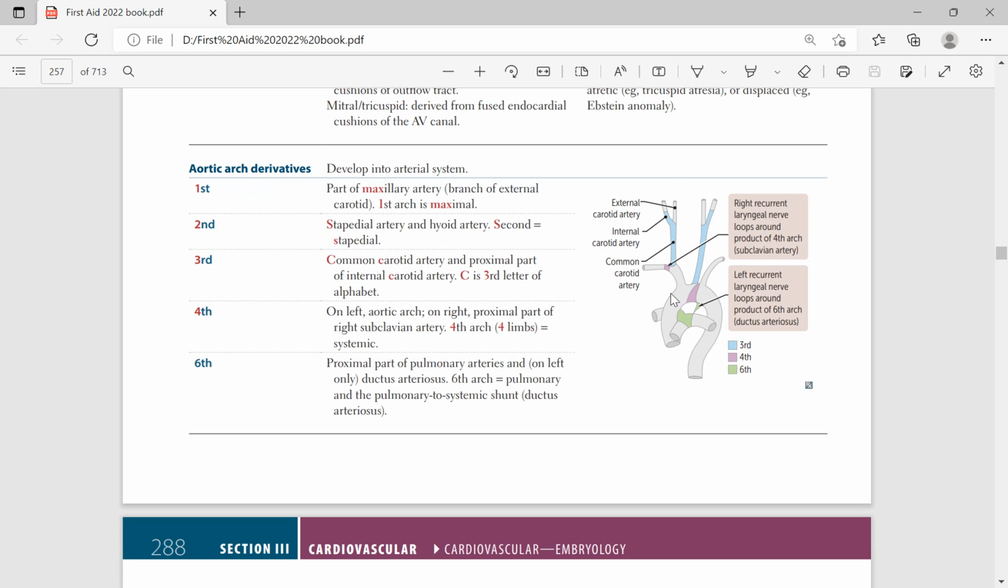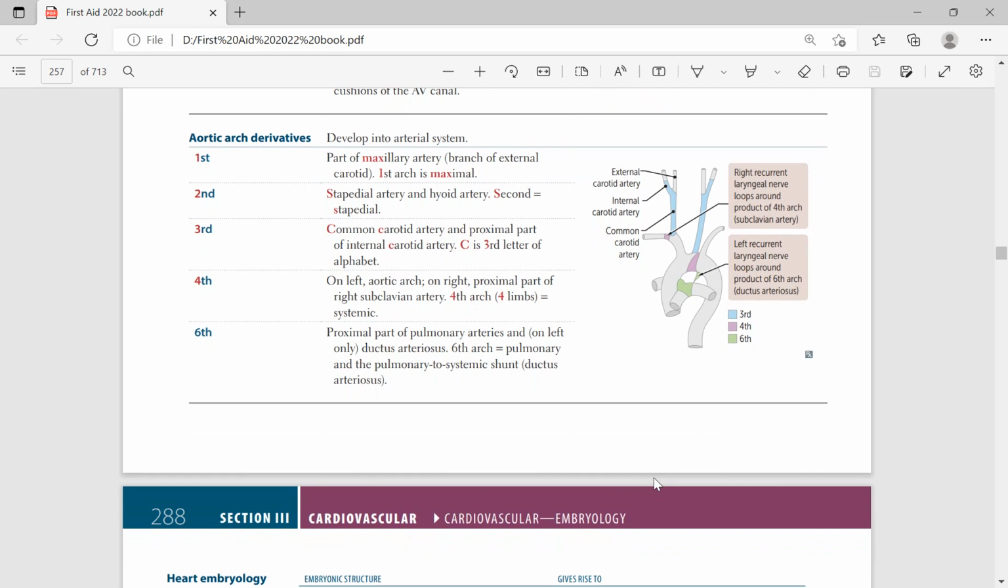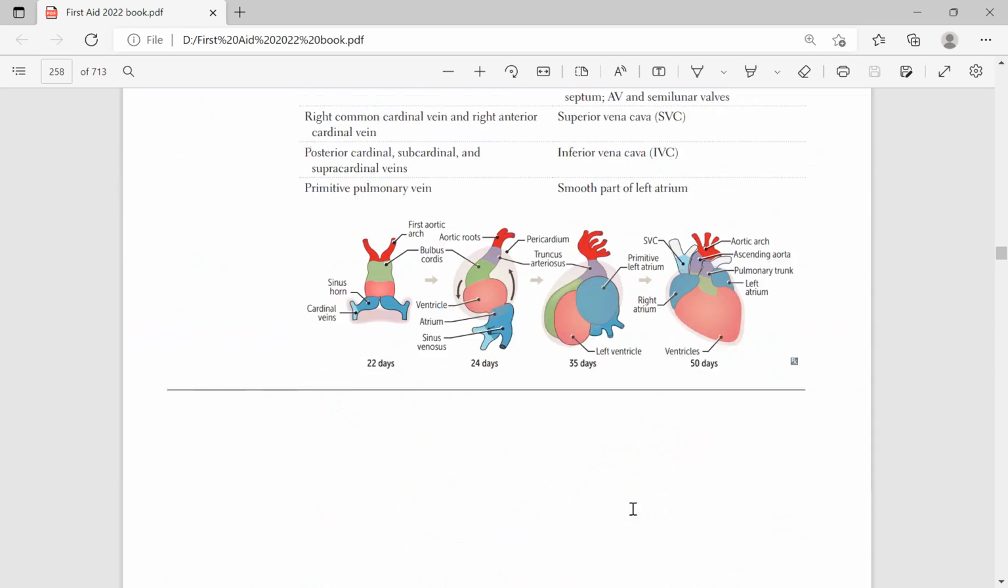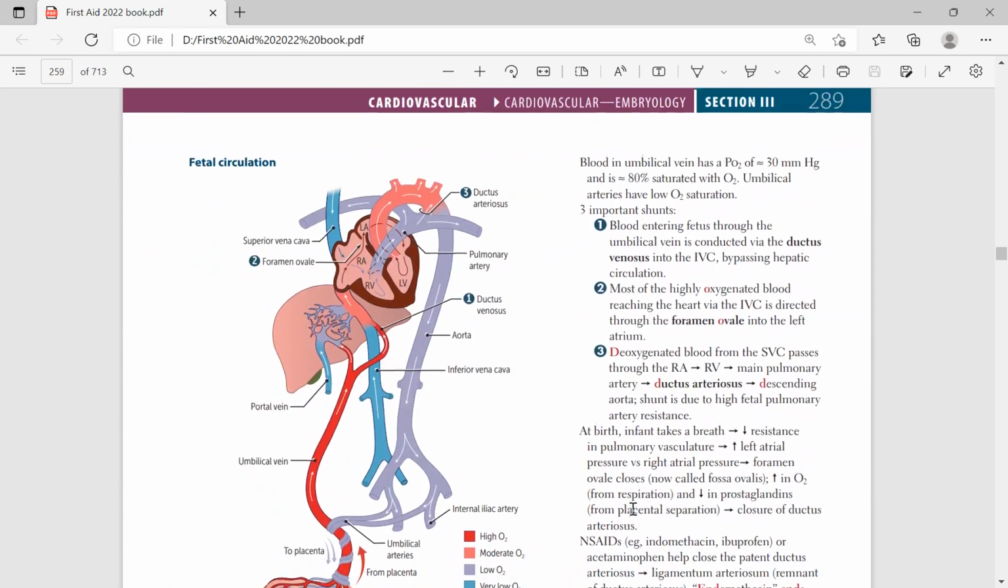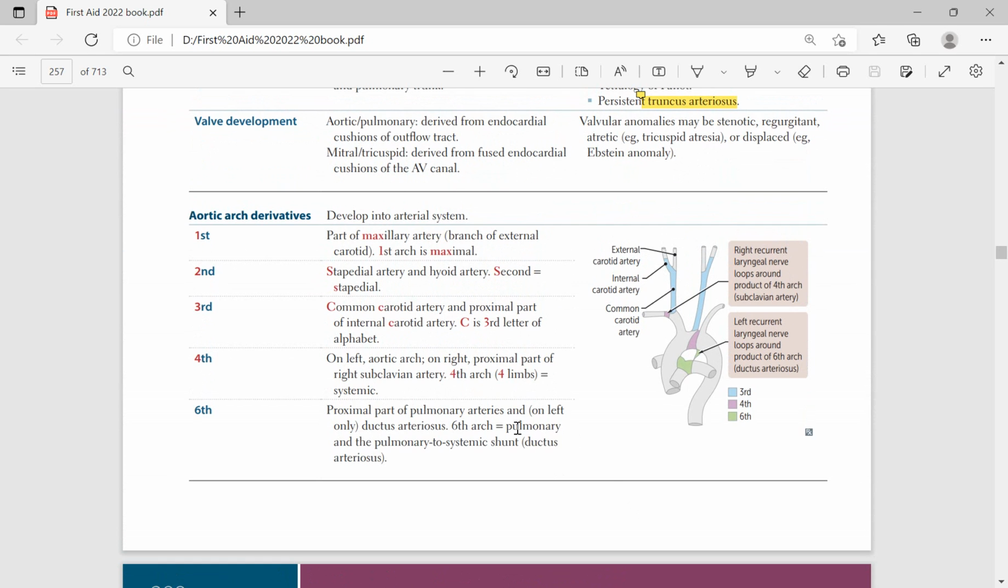Then go descending towards the descending portion. The fourth aortic arch gives the aortic arch and the proximal part of the right subclavian artery. And the sixth aortic arch gives the pulmonary arteries and ductus arteriosus. Okay. So remember, there is no fifth aortic arch.